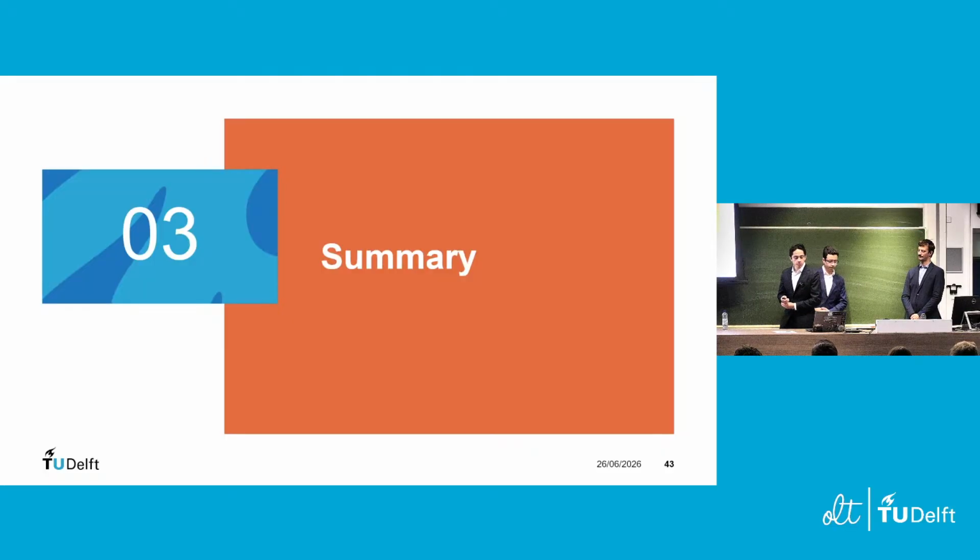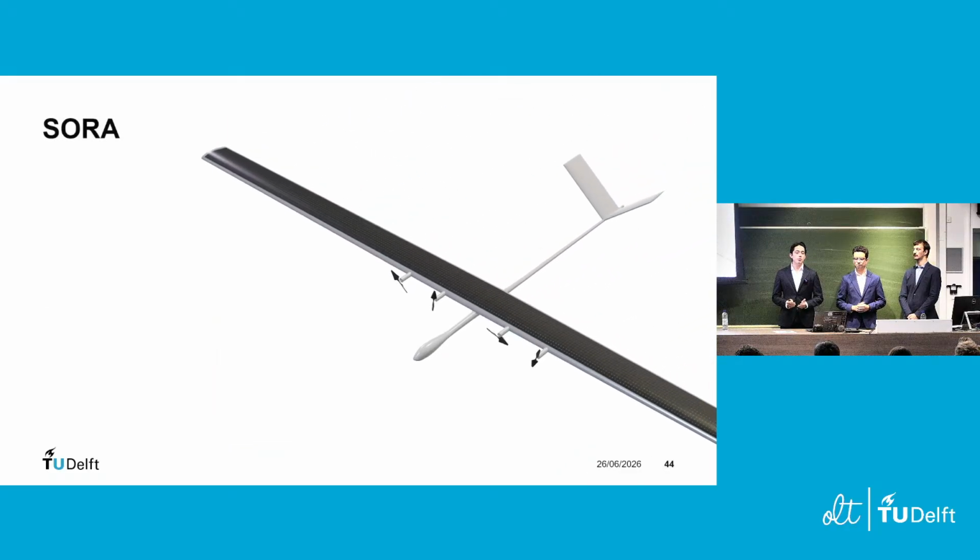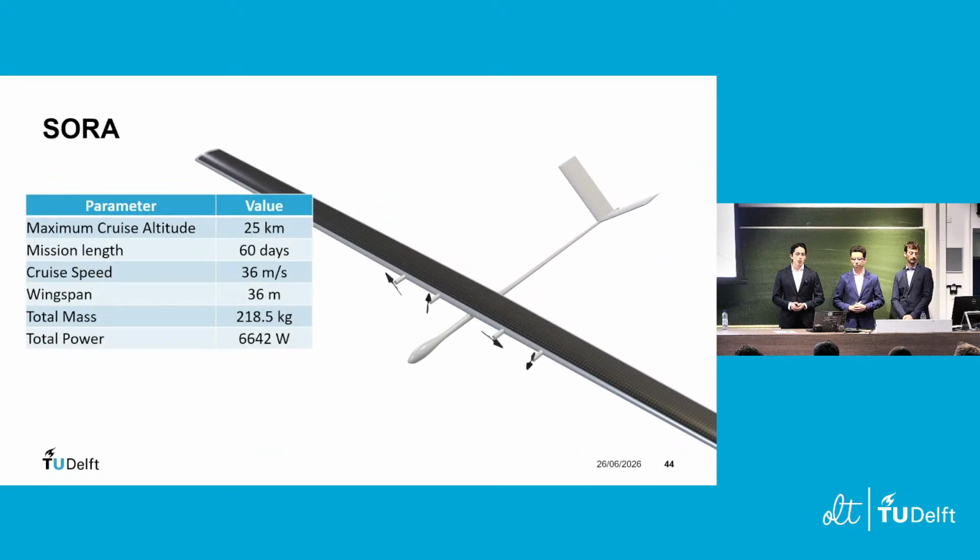Thank you, Diogo. So far we've covered what we did and why we did it. I'd also like to take a look with you at the future of Sora, but first let's do a quick recap. Sora can cruise at a maximum altitude of 25 kilometers for a full 60 days.